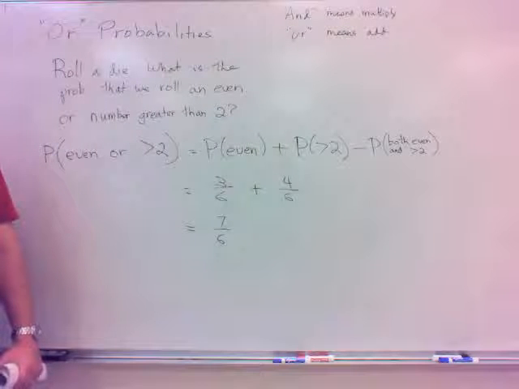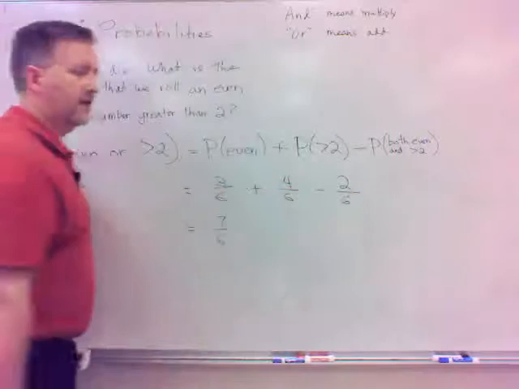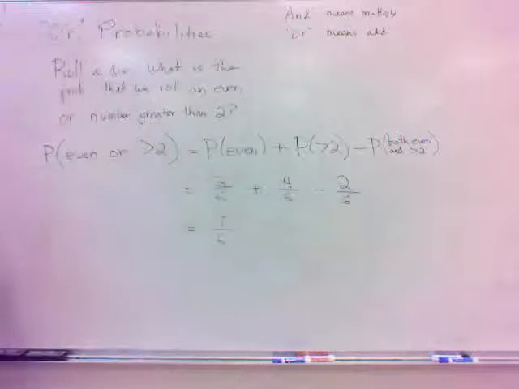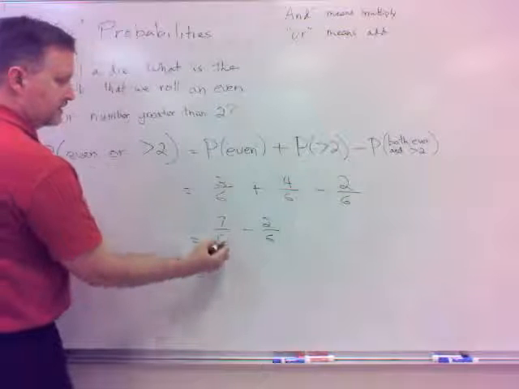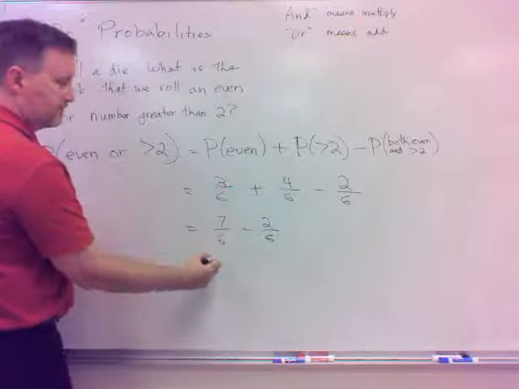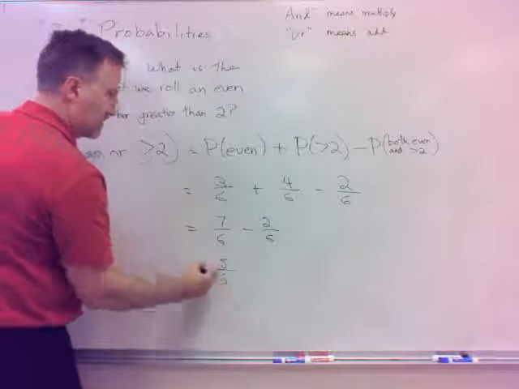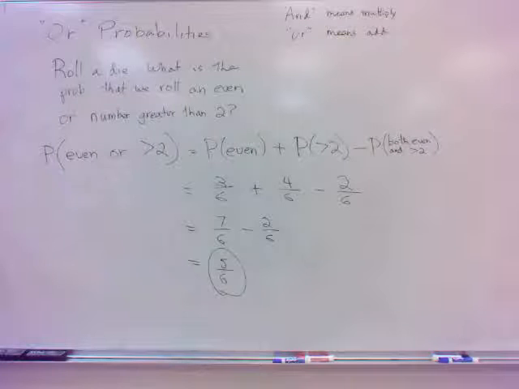You with me? So let's subtract 2 out of 6 off of these here. What do I get if I subtract? 7 sixths minus 2 sixths is 5 sixths. All right. Yeah, now we're in better shape. Well, we're talking about this formula here. And this is the formula.